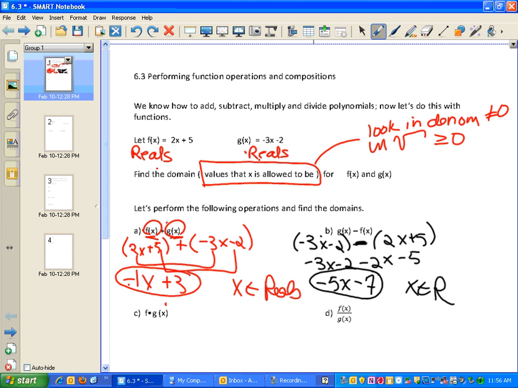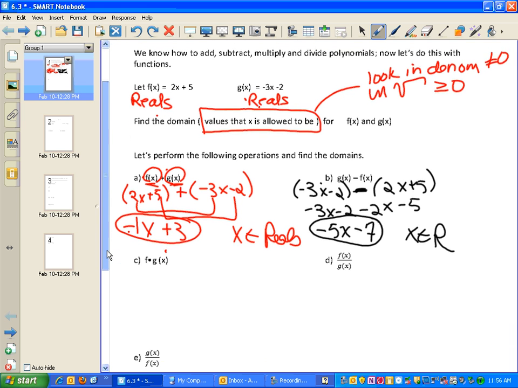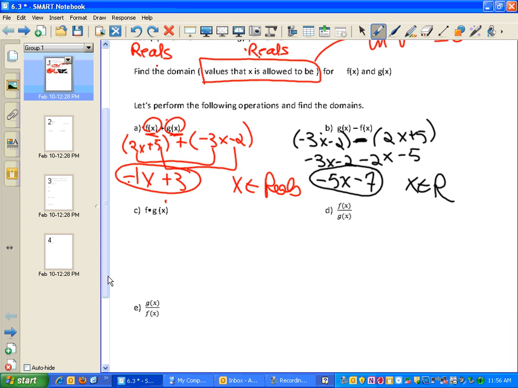It doesn't matter, it's just a C with a little line through it. If there's nothing that x can't be, that means reals means every number I can think of: positives, negatives, fractions, decimals. Okay? I'll show you, we're going to get to one in a minute. All right, this is telling me I want to multiply.